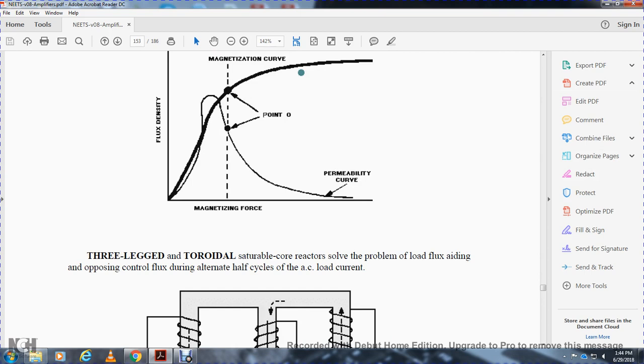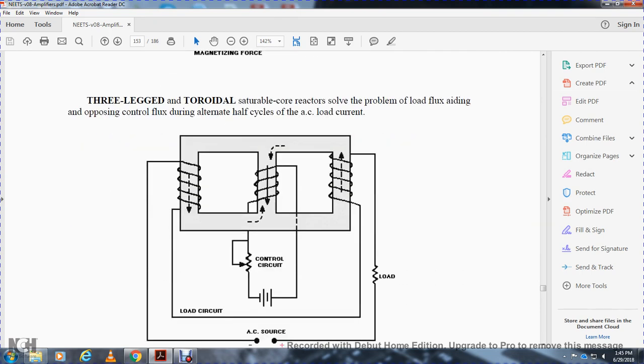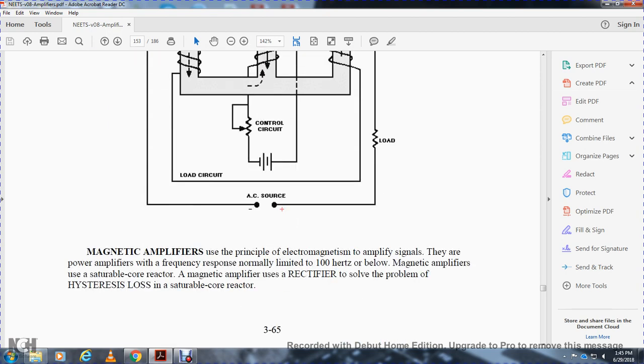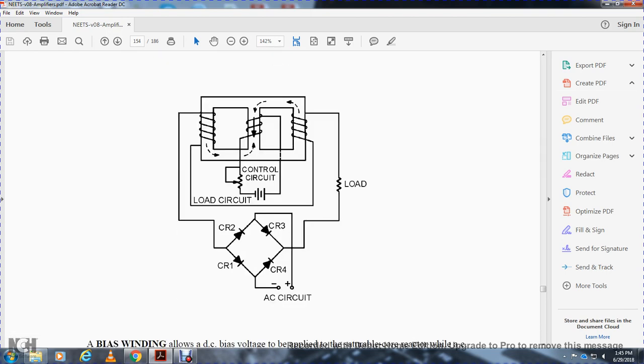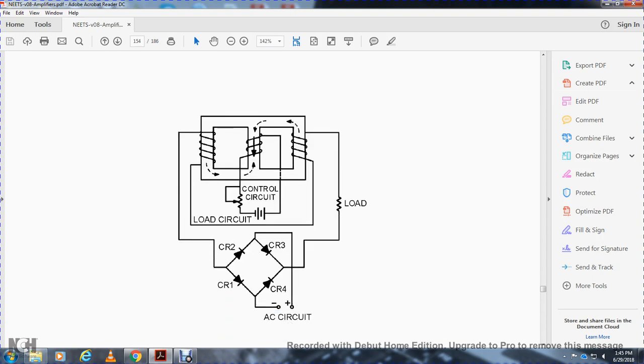A three-legged toroidal saturable core reactor solves the problem of load fluxing by adding an opposing control flux during half cycles of the AC load current. Control circuit, load circuit, half cycle. Magnetic amplifier principle: electromagnetism amplifying signals, a power amplifier with frequency response normally limited to 100 hertz or below. Magnetic amplifiers are saturable core reactors. A magnetic amplifier used as a rectifier solves the problem of hysteresis loss in a saturable core reactor. So, the full wave rectifier controlled saturable core reactor.